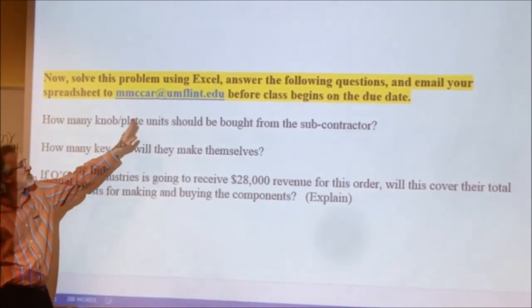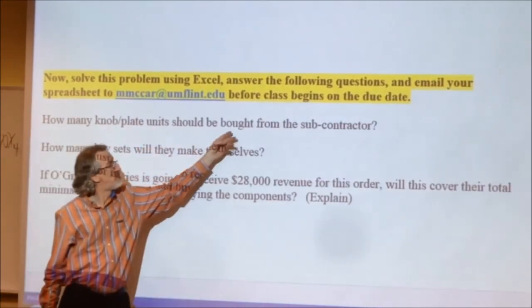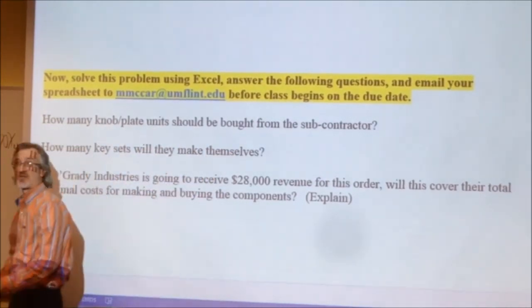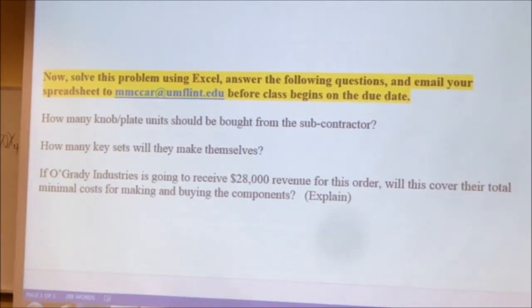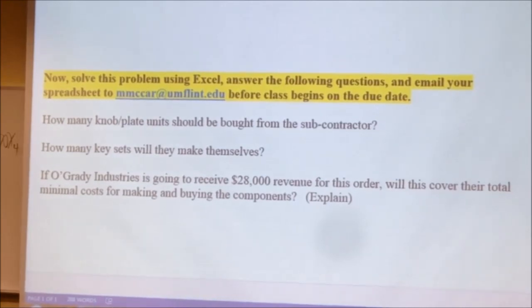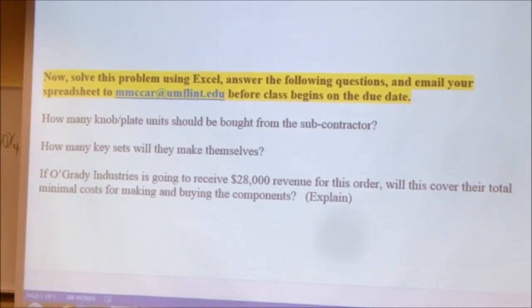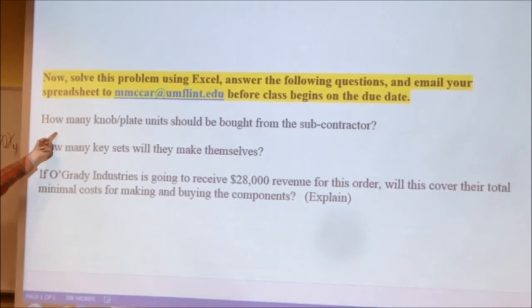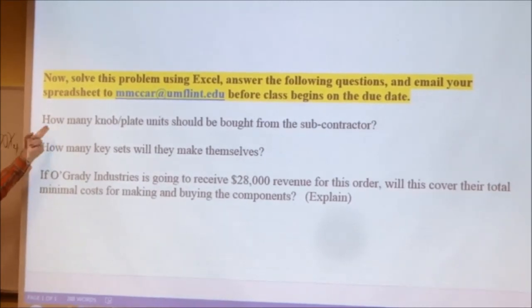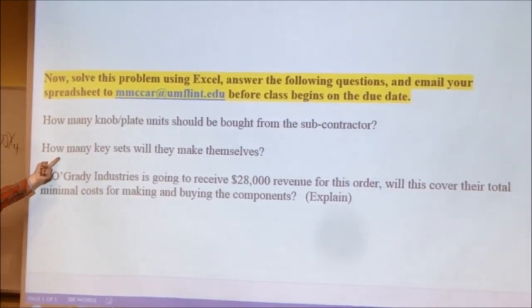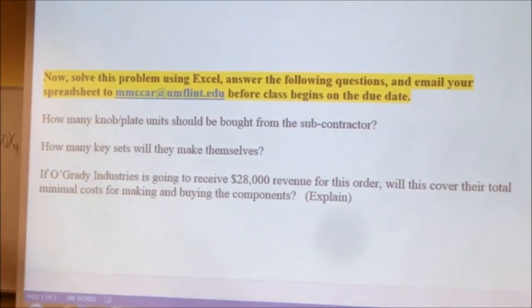How many knob plate units should be bought from the subcontractor? You're going to look at the variables, optimal solution, and one of those variables is going to represent knob plate. Not the lock, not the keys, the knob plate. And that variable is going to represent how many you're buying, not how many you're making. And that's what the question is. This is all about you recognizing where on the output the answer to this is. This one says, how many key sets will they make themselves? What other variable represents the key sets we're making and not buying from the subcontractor?